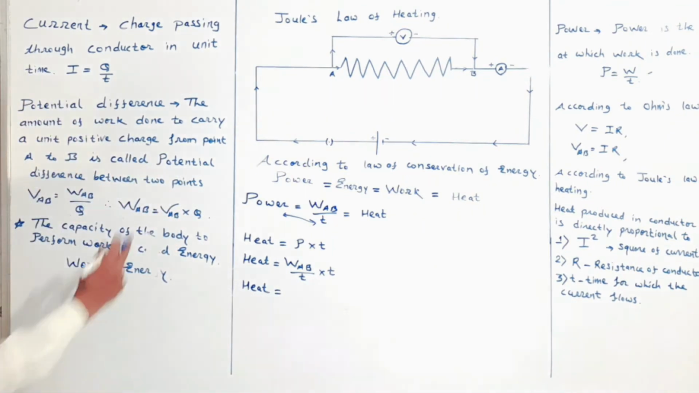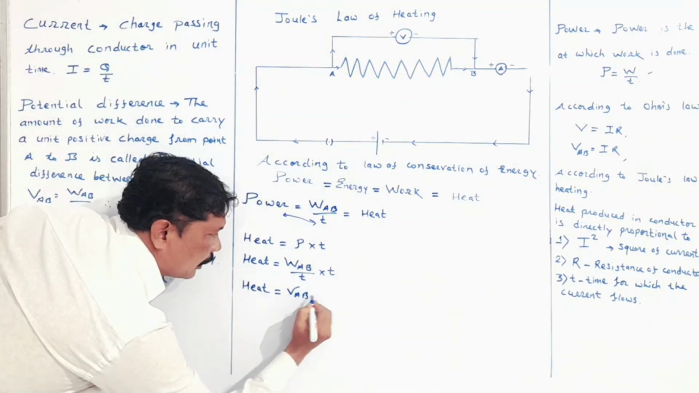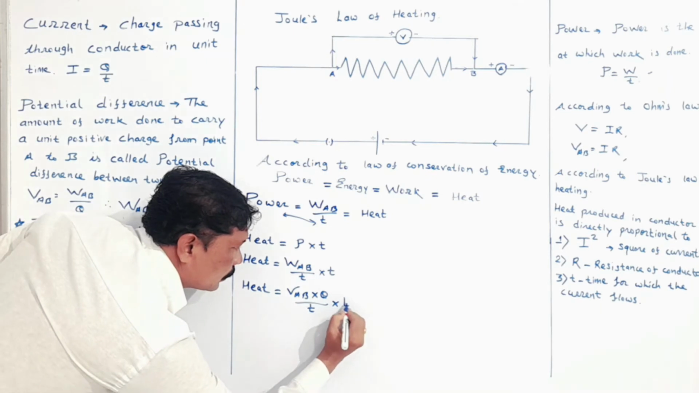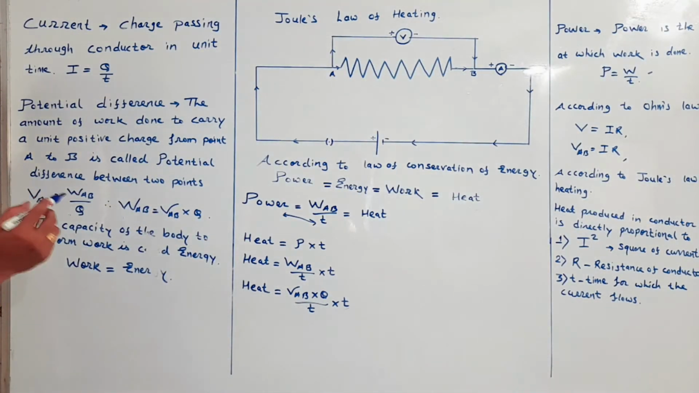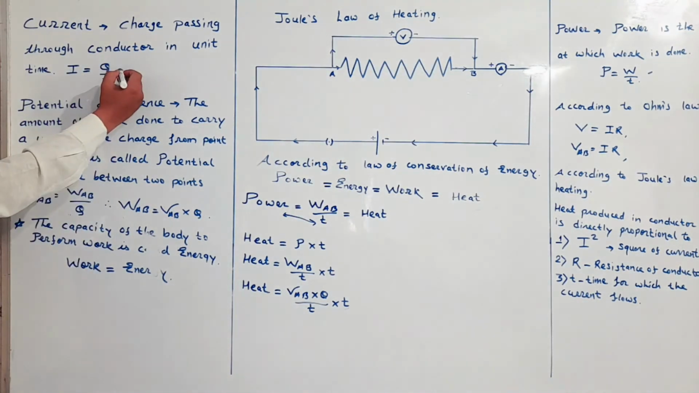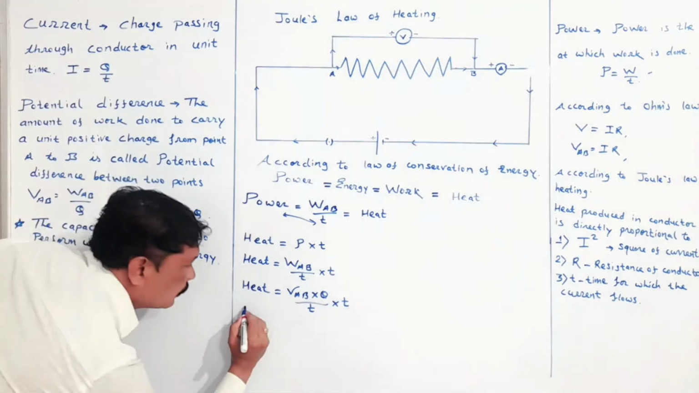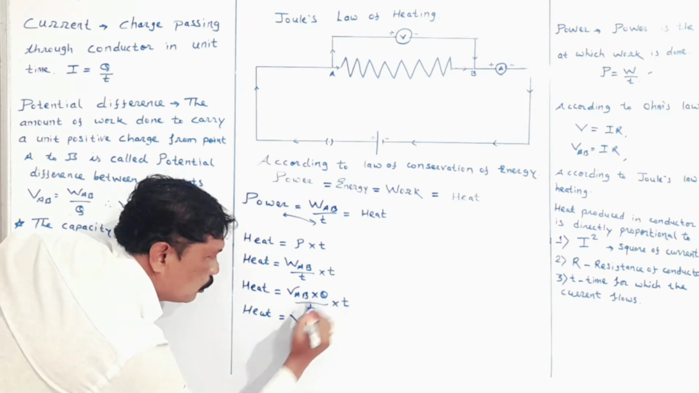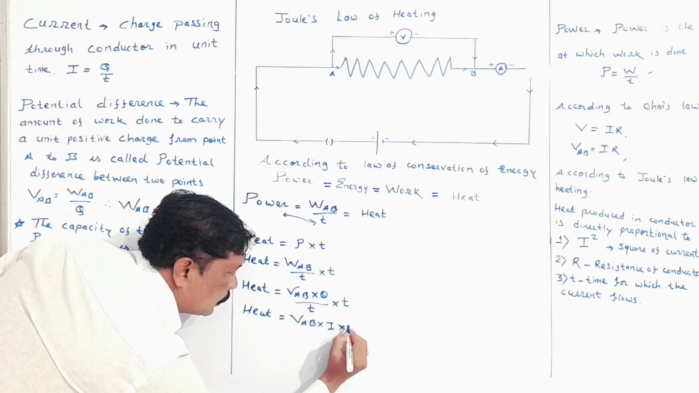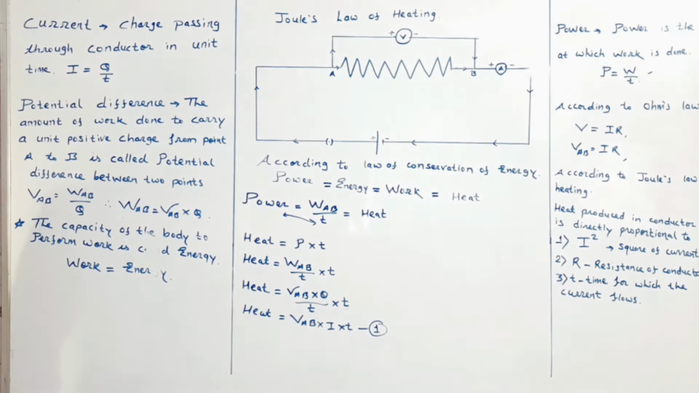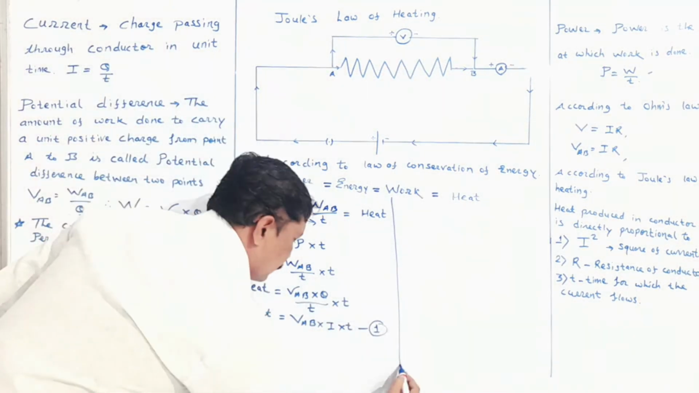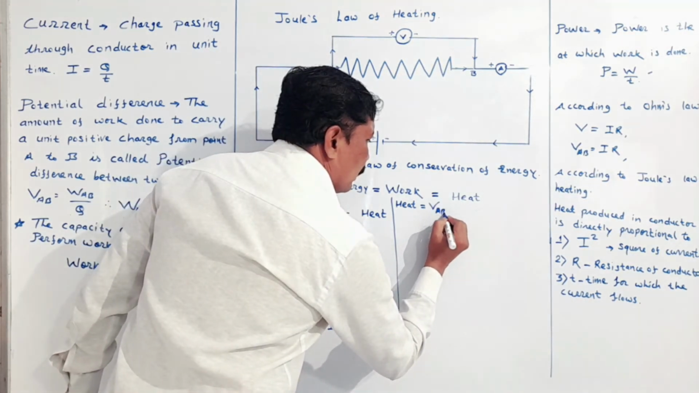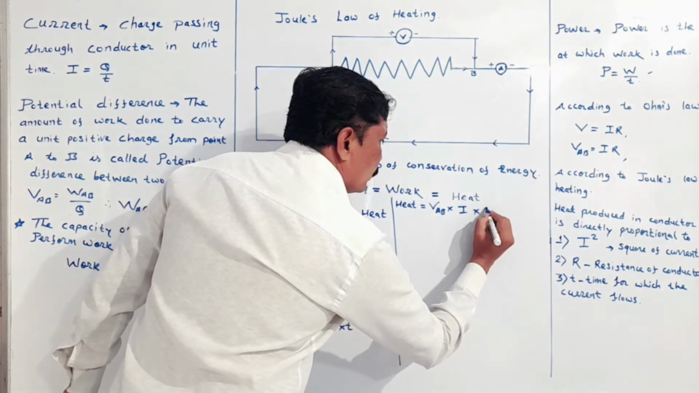Heat is equal to work, and work is equal to what? VAB into Q upon T into T. Here, if you observe correctly, Q by T represents I. So heat is equal to VAB, and Q by T means I, which we put into I into T. Equation 1: heat is equal to VAB into I into T.